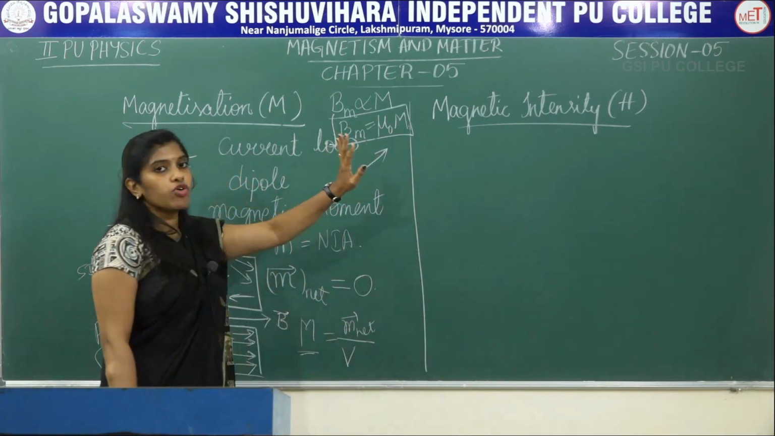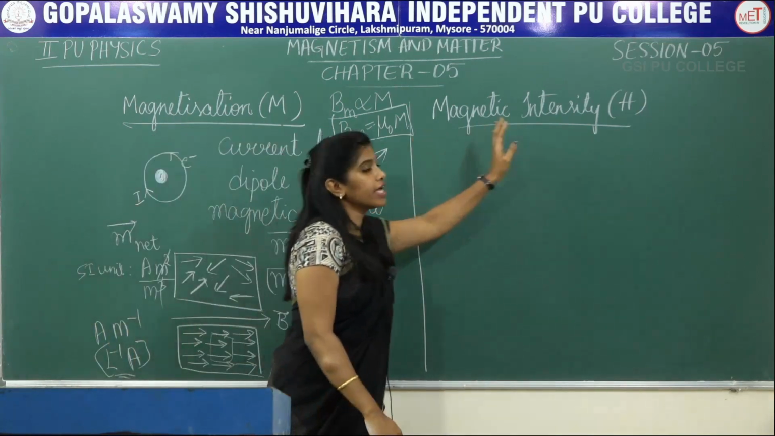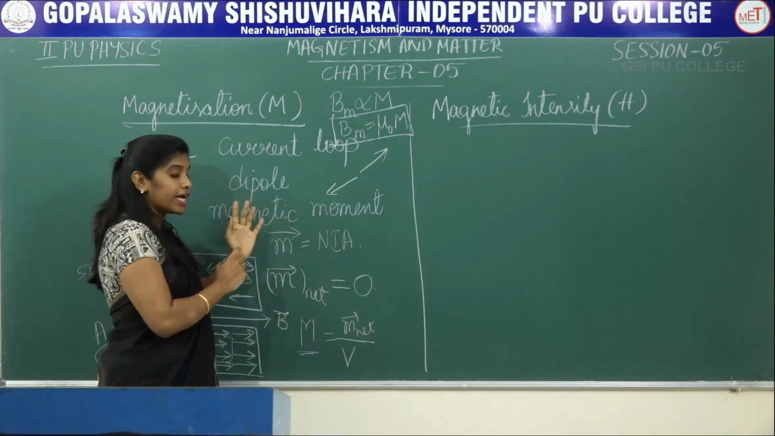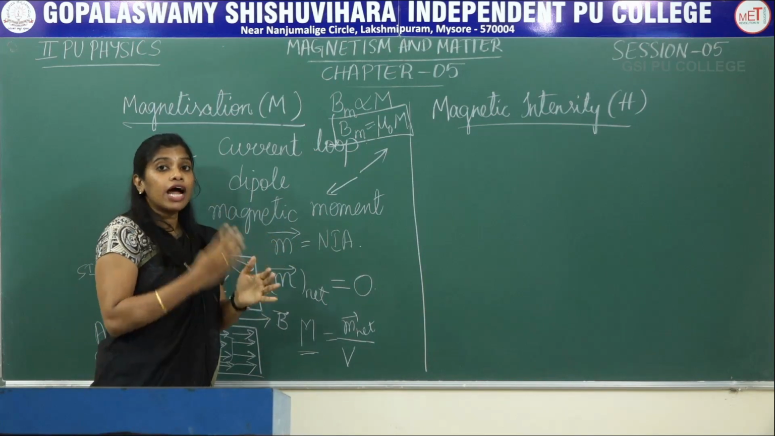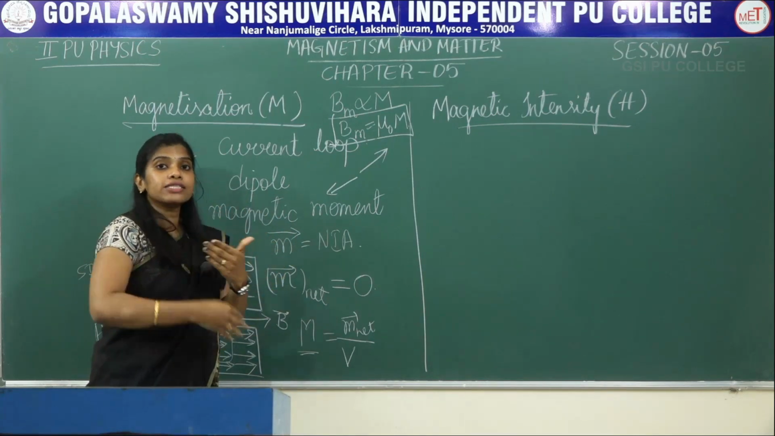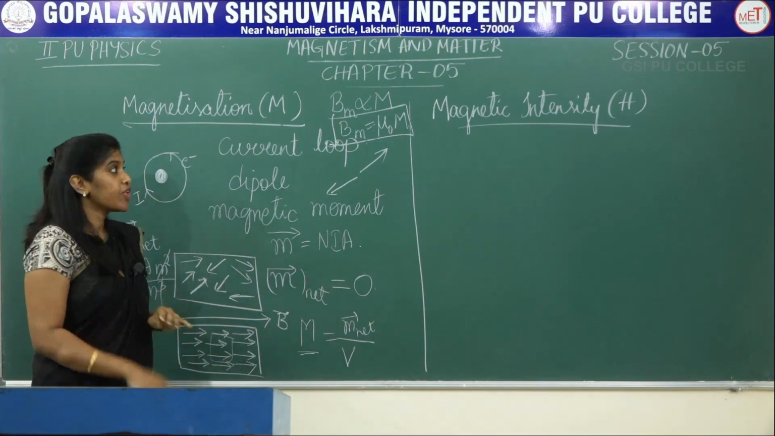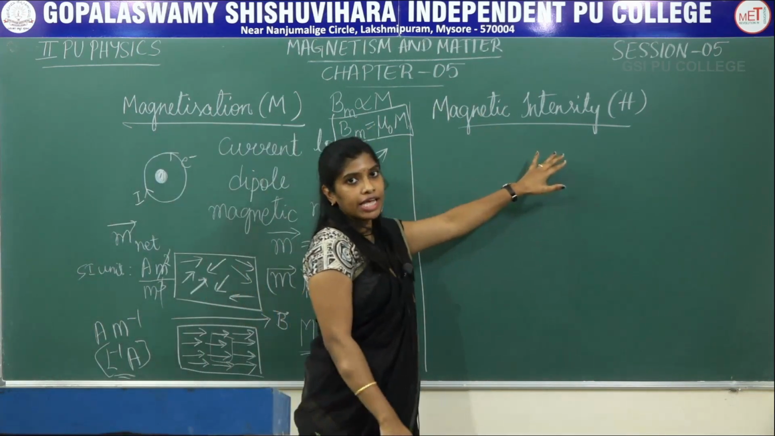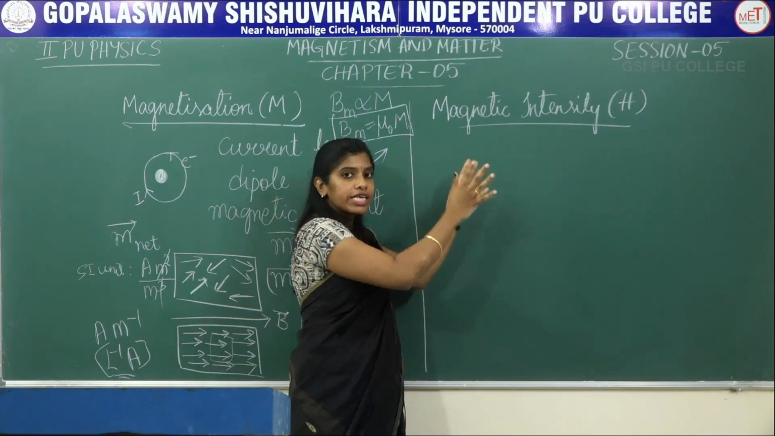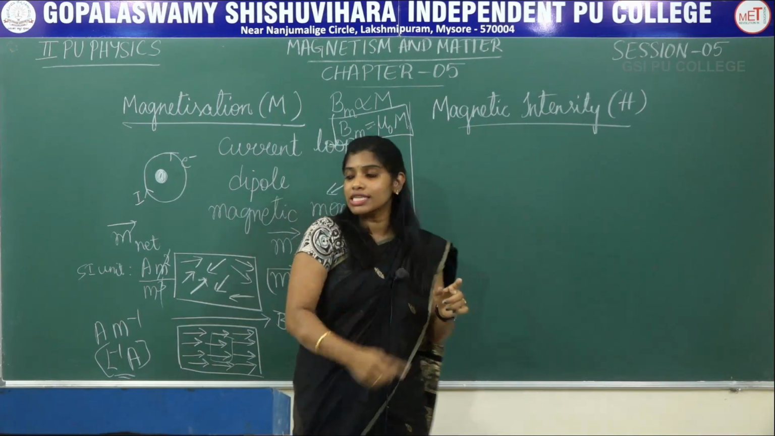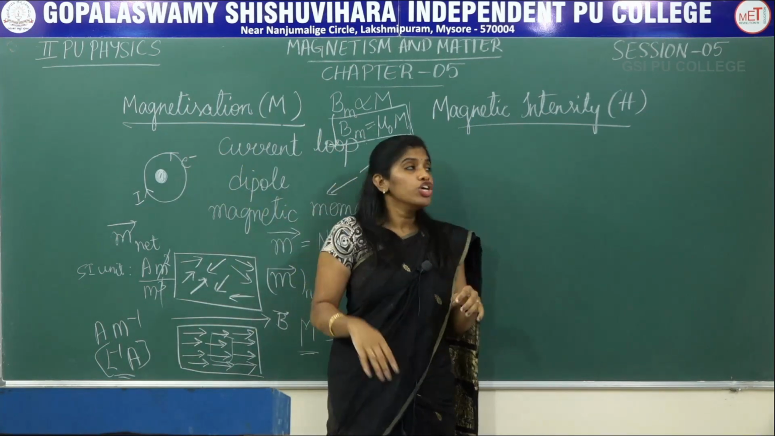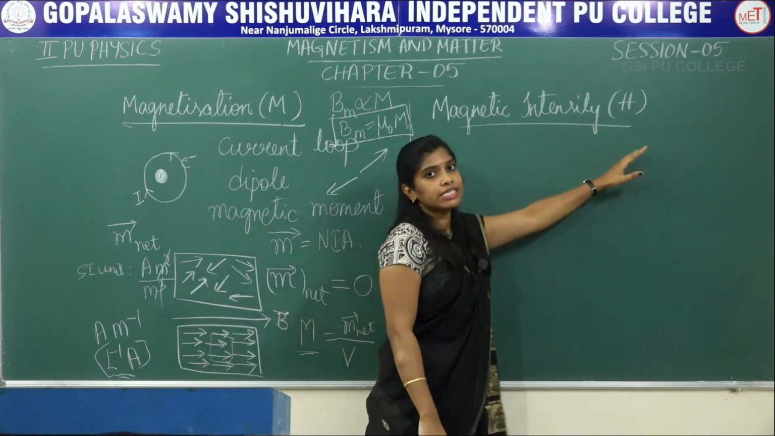The next thing we are going to discuss now is magnetic intensity H. The magnetization is a property that is going to magnetize the material which is placed in an external magnetic field. Coming to magnetic intensity, this is the physical quantity which causes this magnetization. So what is magnetic intensity?